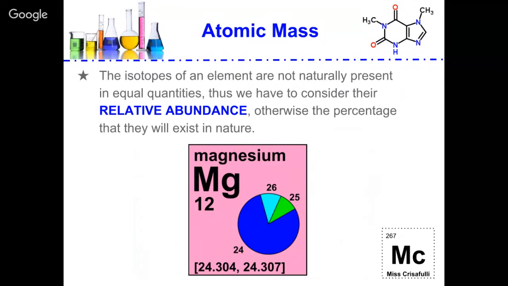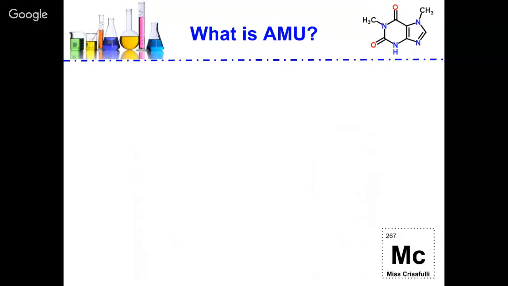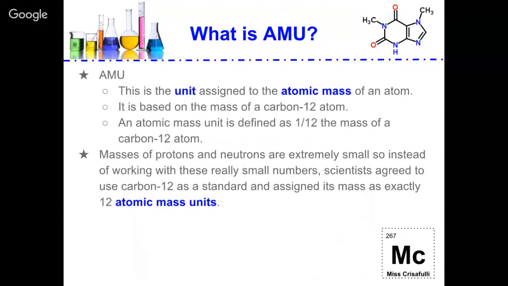And the relative abundance is how often they will exist in nature. And so the atomic mass takes that into account. So it is a weighted average. So when we write atomic mass out, we have to have units with them because they are numbers. And so we use the atomic mass unit, or AMU, and it's based on the mass of carbon-12. It's approximately 1/12 the mass of carbon-12. And so anytime you see us writing atomic masses, we're going to be writing them with units of AMU.